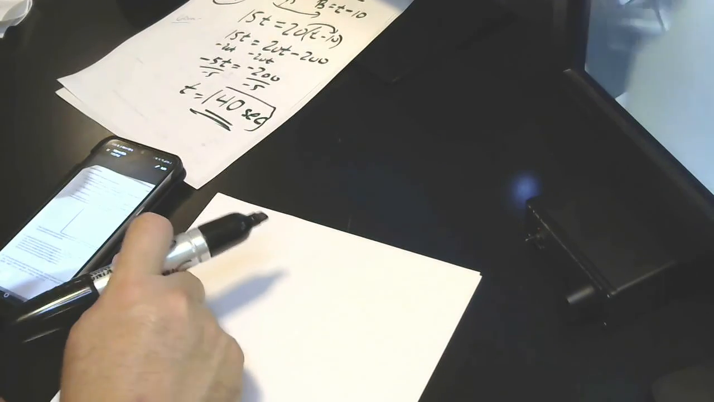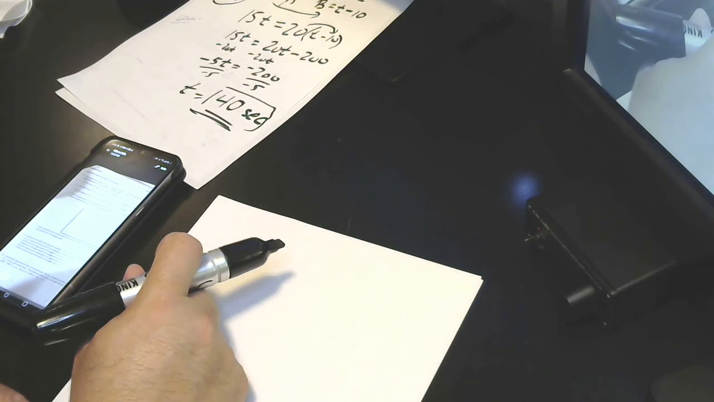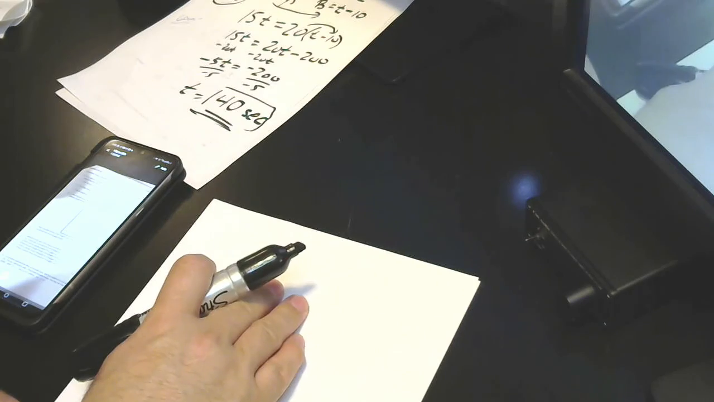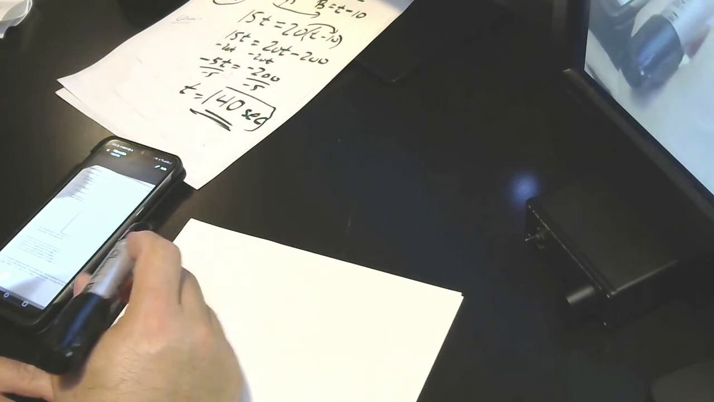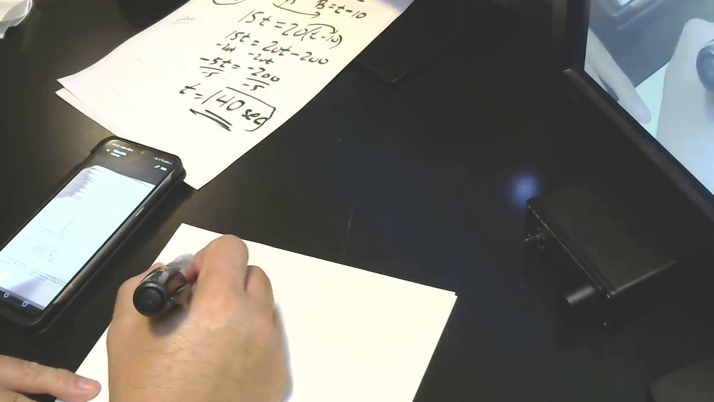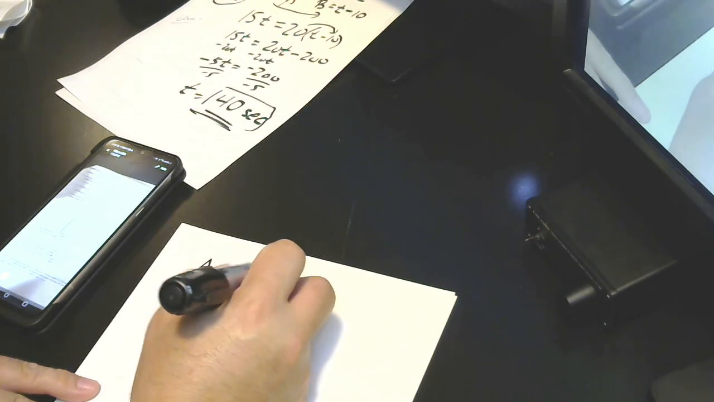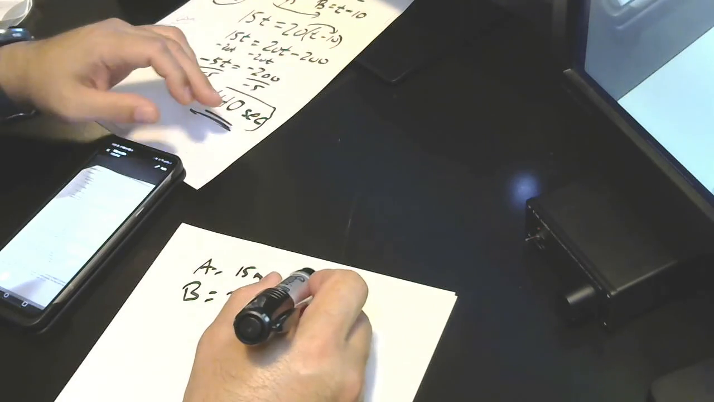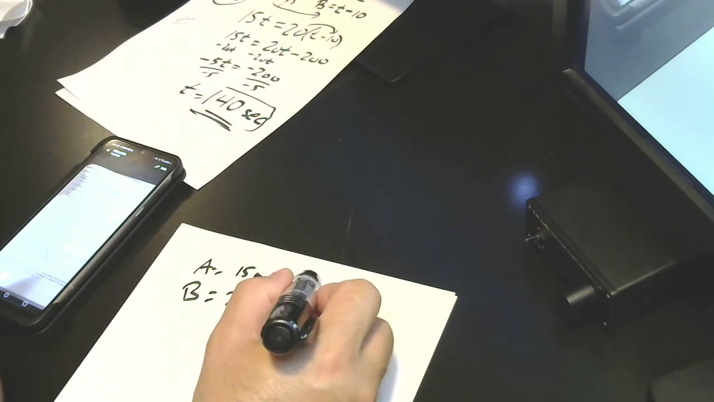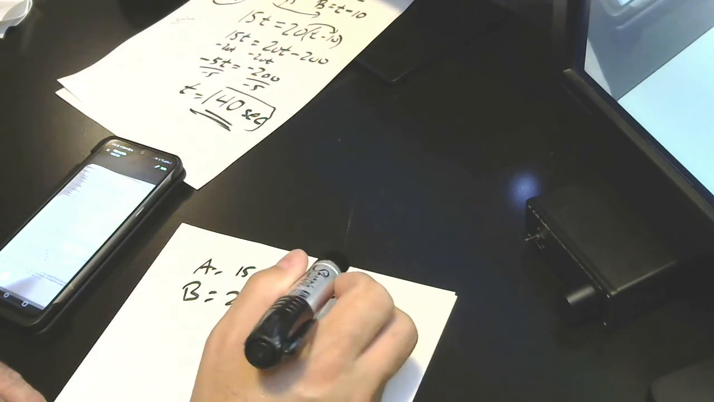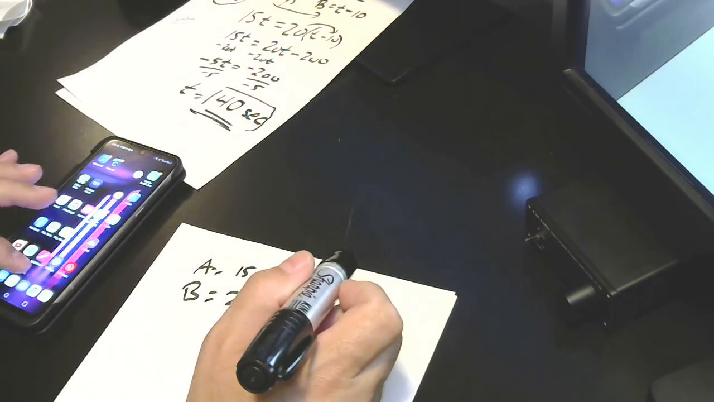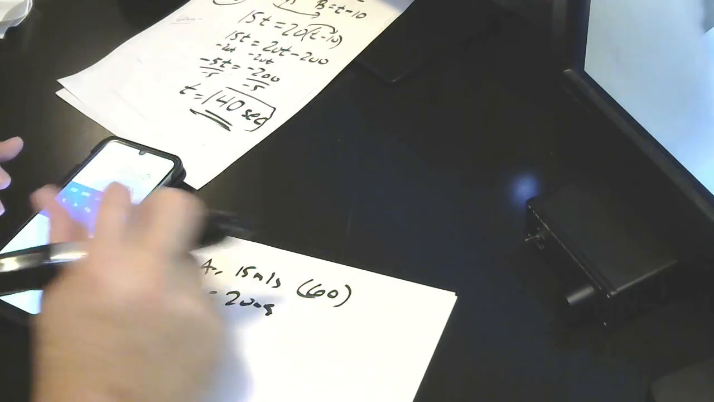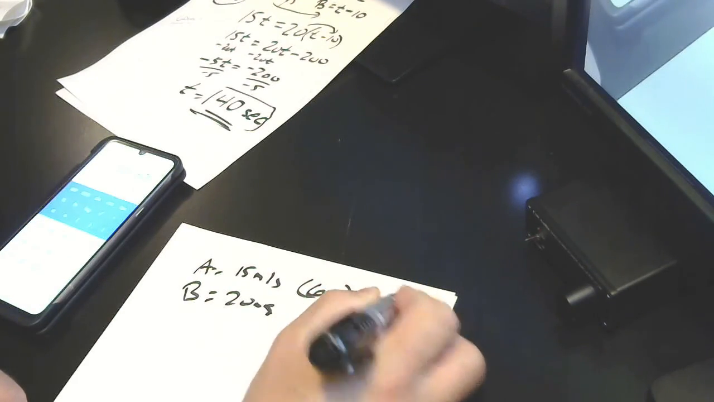Okay, and then we've got C. What's this say? How far apart are the two cars after the total time of 60 seconds has elapsed? All right, fine. So A is 15 meters per second, and B is 20 meters per second. After 60 seconds, 15 times 60. Clearly can't do simple math. 15 times 60, this one's going to be 900 meters.